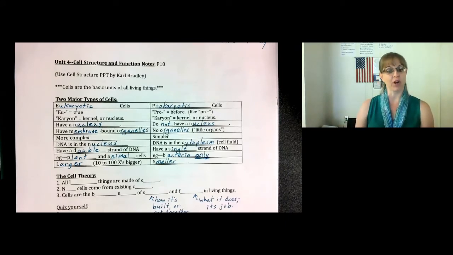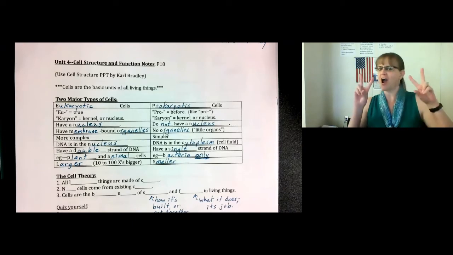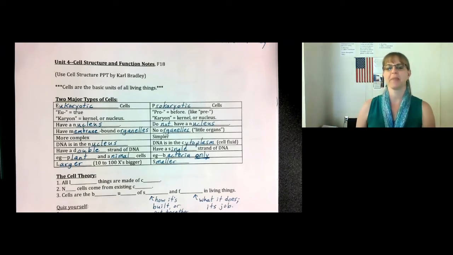Eukaryotic cells are more complex. These are your higher forms of life. Prokaryotic cells are simpler. These are your basic forms of life, bacteria. In a eukaryotic cell, the DNA, as we've said, is in the nucleus. And in a prokaryotic cell, the DNA is just somewhere in the cytoplasm, the cell liquid.